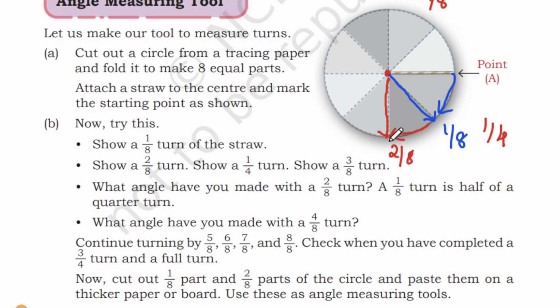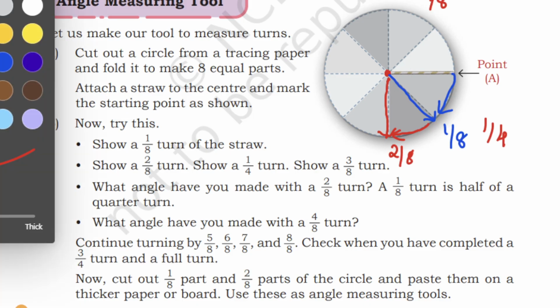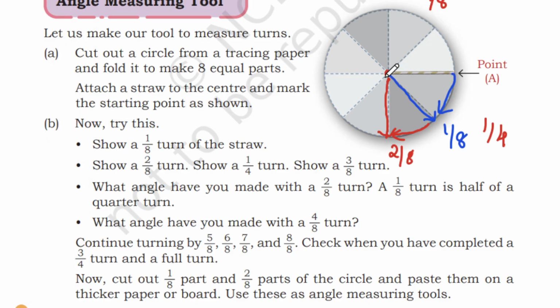So next, this is 1 by 4 turn, we have already made it here. So next we have to do 3 by 8. So this turn I'm going to use a green one. So this turn again, so this will become 3 by 8 turn. Okay, and if you move one more turn, this will become 4 by 8. So if you move again, this will become 4 by 8, or it is a full half turn. It is a half turn.